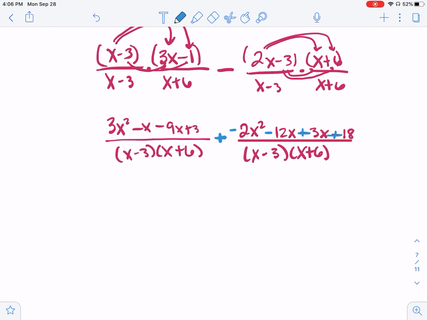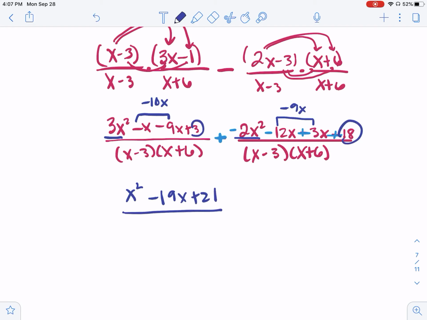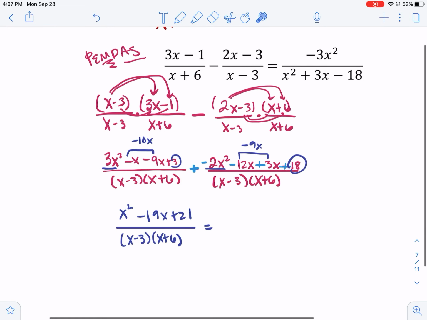Now that I've done that, I can combine like terms. I have 3x squared minus 2x squared, which gives me positive x squared. Negative x minus 9x gives me negative 10x. Negative 12x plus 3x gives me negative 9x. Those together give me negative 19x, leaving me with 3 and positive 18, which is 21. At this point, I have finally gotten my first side down to 1 fraction.